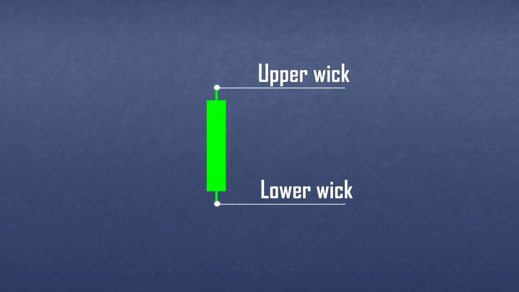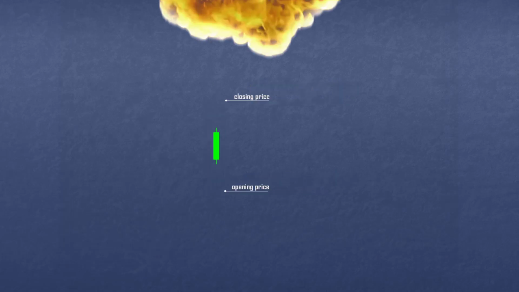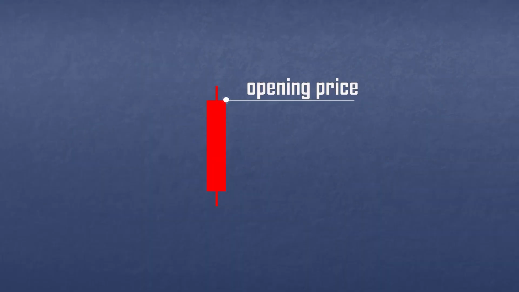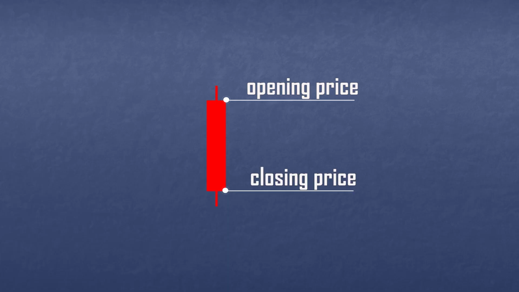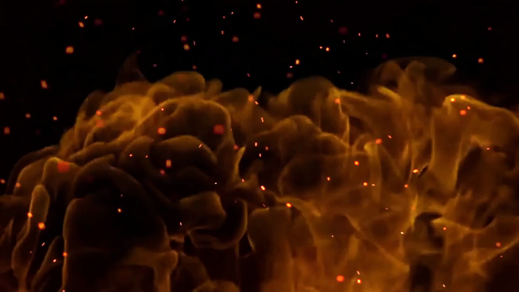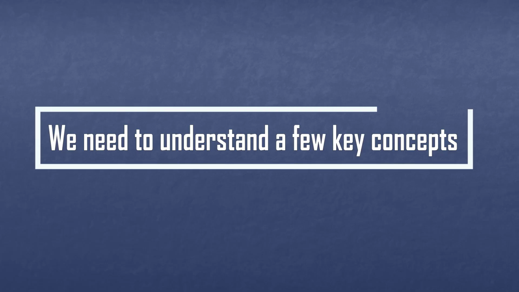Each candlestick consists of 2 main parts. The body represents the difference between the opening and closing prices during the trading session. The wick, shadow, shows the highest and lowest prices reached during the session. Upper wick indicates the highest price reached. Lower wick indicates the lowest price reached. Candlestick body differences. In a green candle, the bottom of the body is the opening price and the top is the closing price. In a red candle, the top of the body is the opening price and the bottom is the closing price. Before moving on to candlestick patterns, we need to understand a few key concepts.